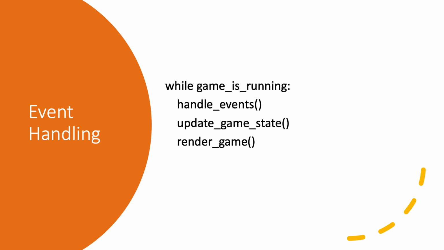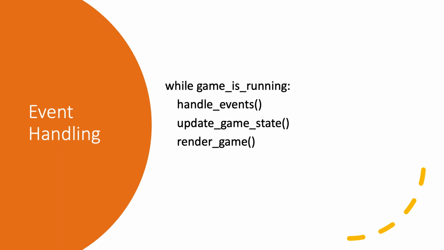And finally, the render game function is called to draw the updated game state to the screen, providing visual feedback to the player. So this loop continues to execute these steps in sequence until the condition game is running becomes false, typically when the player exits the game or a game over condition is met. This structure ensures that the game remains interactive and responsive to user inputs while continuously updating and displaying the game state.